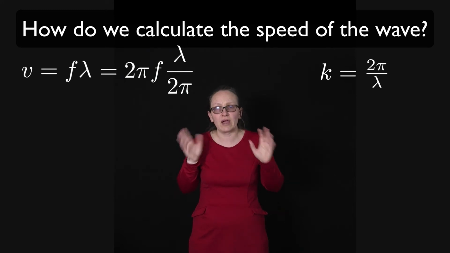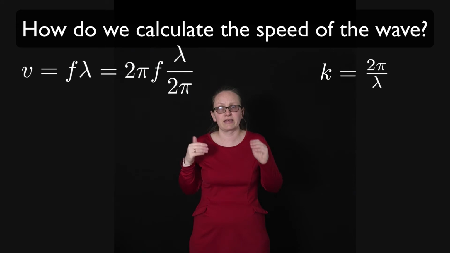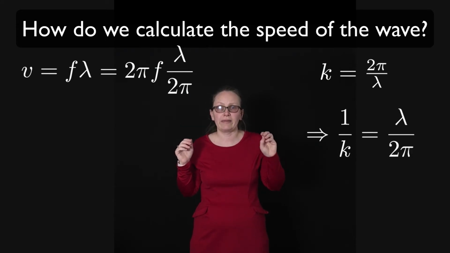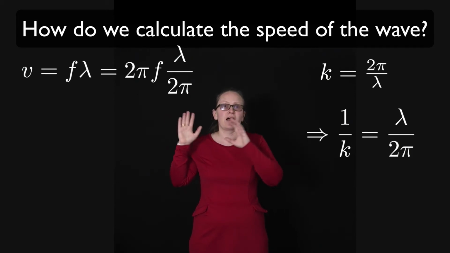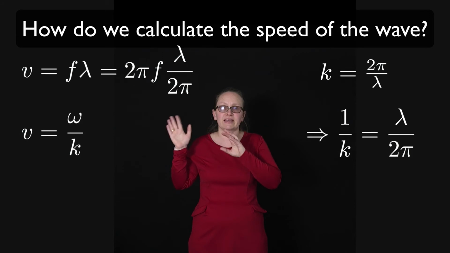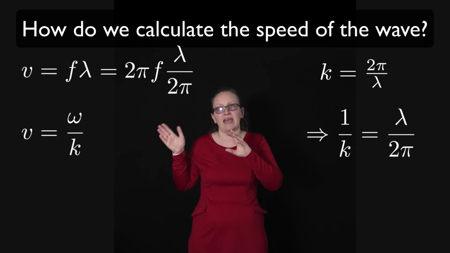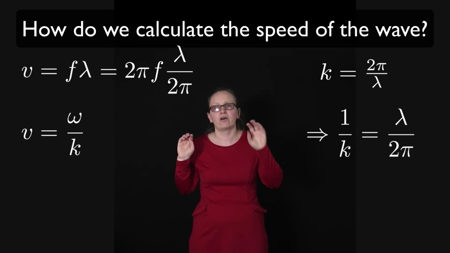So we know that the wave number is equal to 2 pi over lambda, and this tells us that we can write 1 over k is equal to lambda over 2 pi, which is what we had in our equation for speed. So in our equation for speed, we can replace the 2 pi f with omega and the lambda over 2 pi with 1 over k. So we can get the speed of the wave as omega on k.